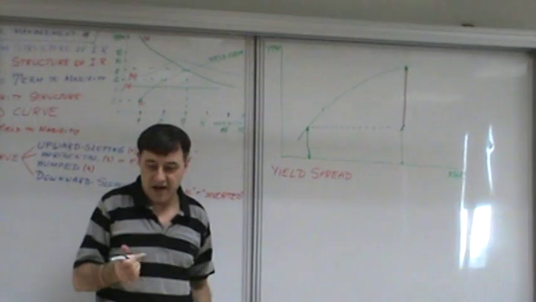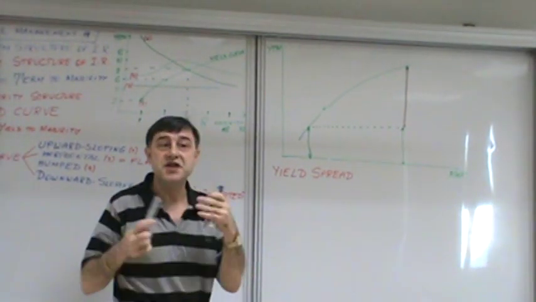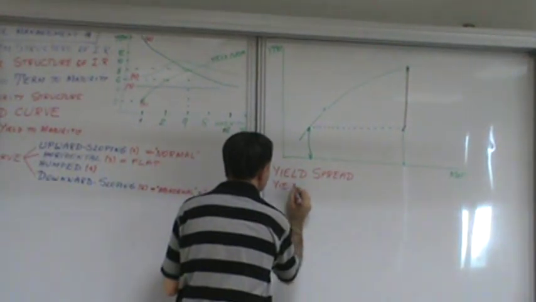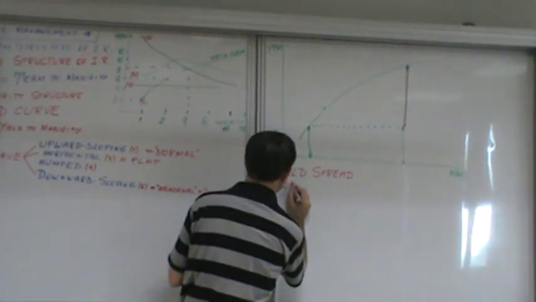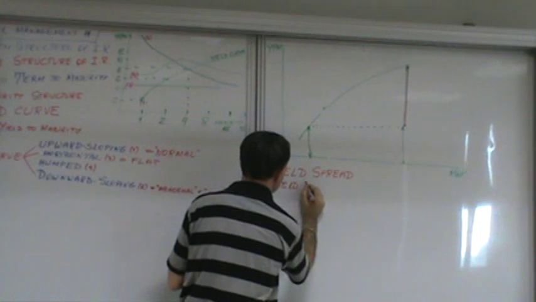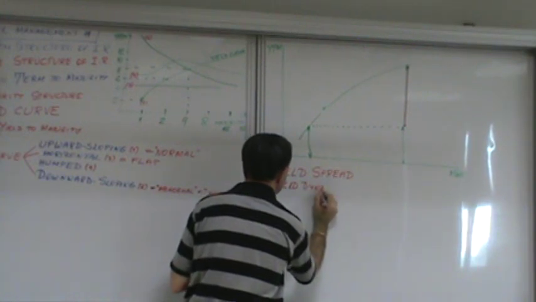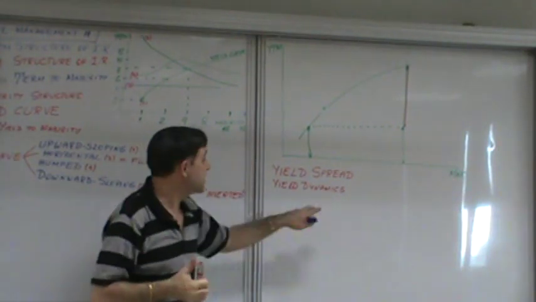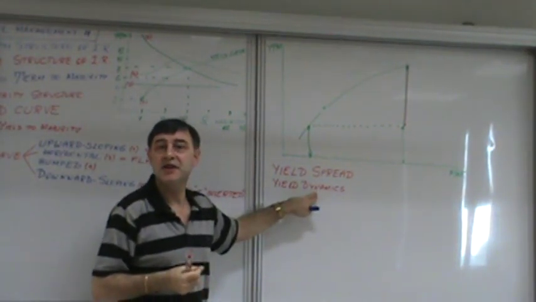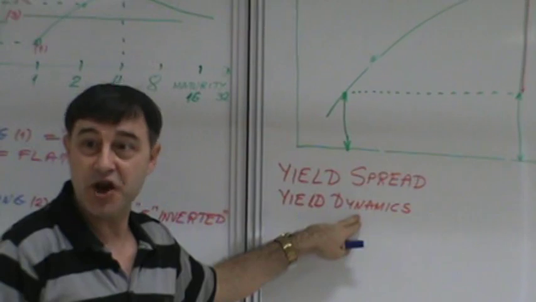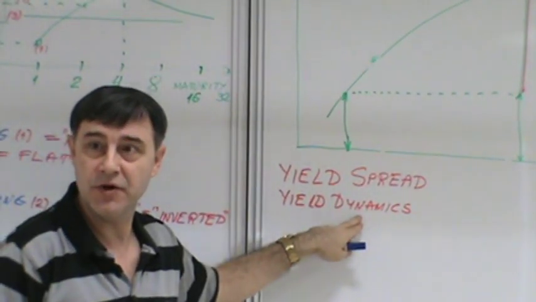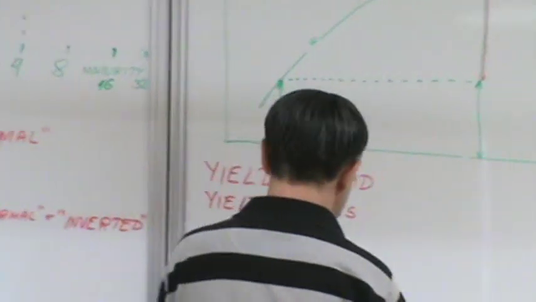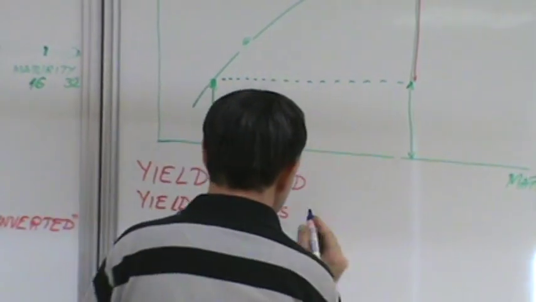And I'm gonna define what's called yield dynamics. Yield dynamics is how the yield curve changes over time, okay? And yield dynamics, let me use now blue.